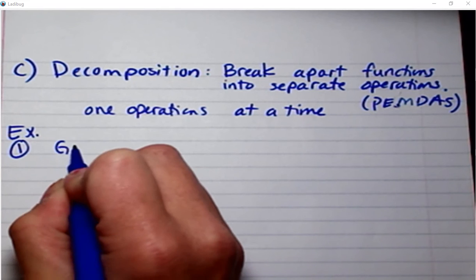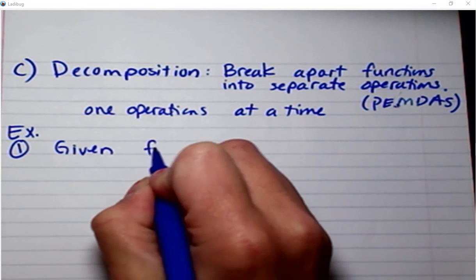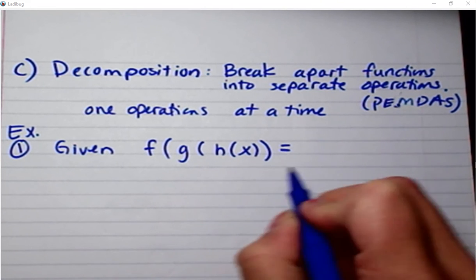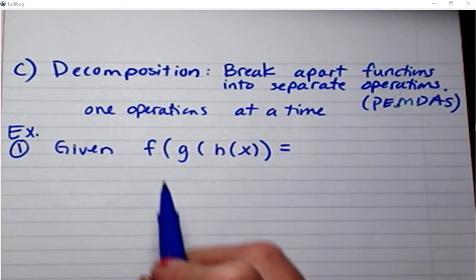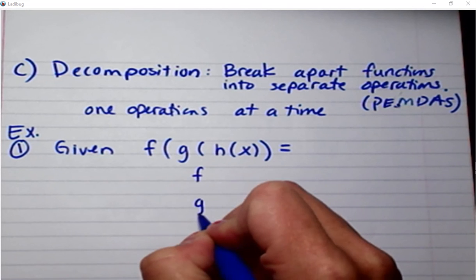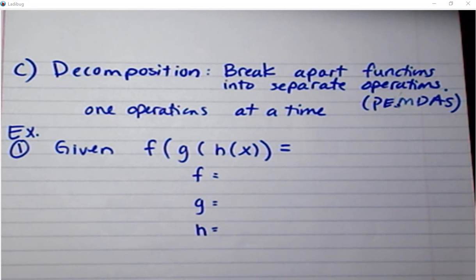Examples. Given f of g of h of x. Okay. I'm gonna give you the composition. You're gonna have to break it apart into the 3 separate functions. Now, I'll give you a little starting point, okay? So you have to look at how to break it apart. F, G, H, okay? So I have to make sure I only give you 3 functions here.